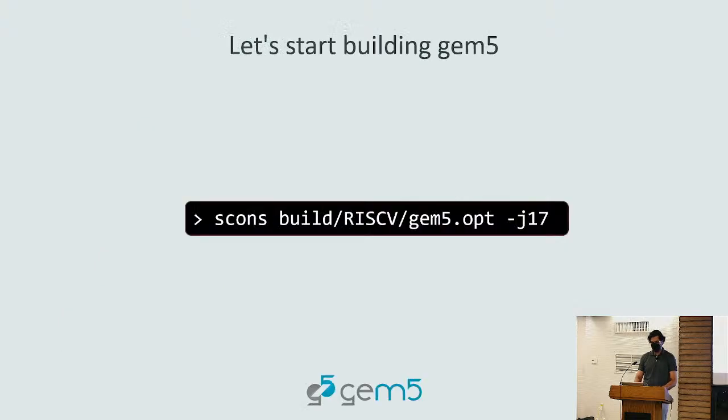Before we really start doing anything, I want you all to build the gem5 binary for RISC-V so that it'll save us some time when we add our own changes in the simulator and rebuild the binary. So just run this command in your codespaces and let it build the binary in the background. Okay, so hopefully most of you have already executed this command.